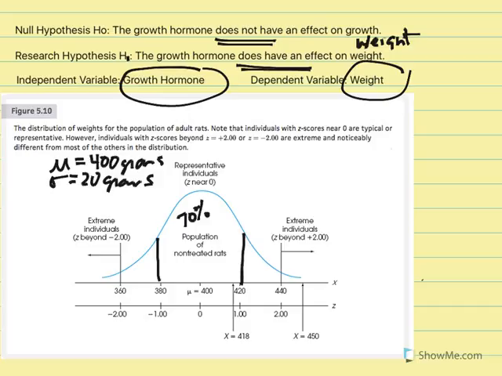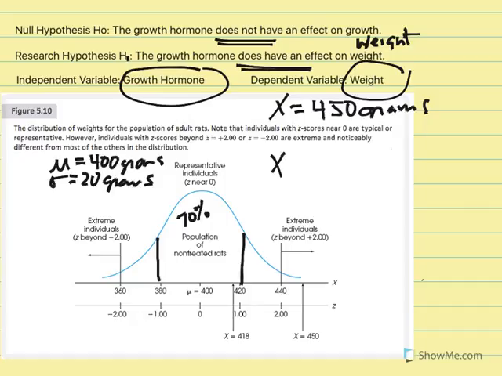The next scenario relates to a rat, again, taken at birth and given this growth hormone. In the end, when that rat reaches adulthood, it weighs 450 grams. So again, these are two different scenarios, and they're just conducting research on one rat at a time, and now they're saying this particular rat weighs 450 grams. Again, we want to find out, is that noticeably different from the norm?